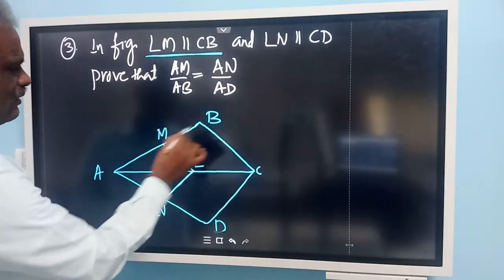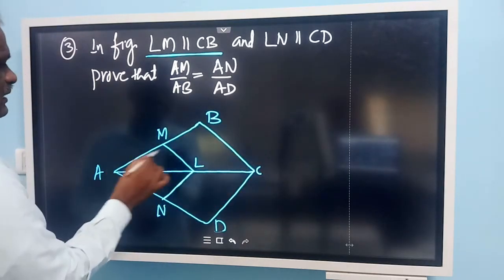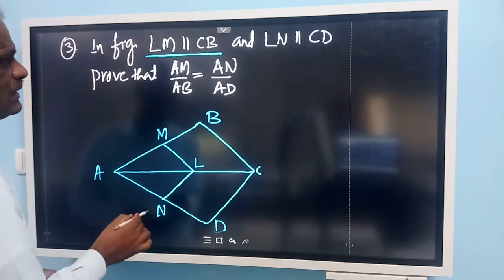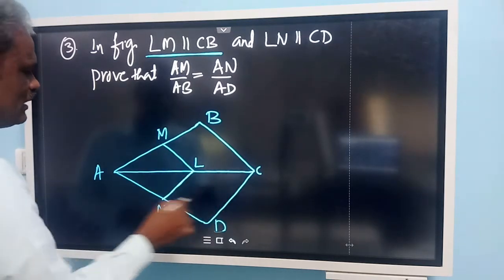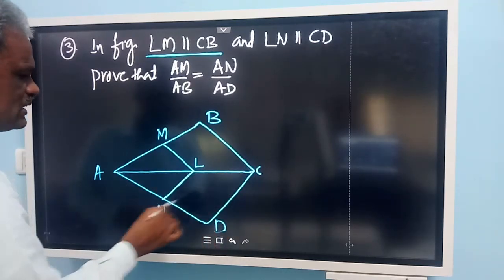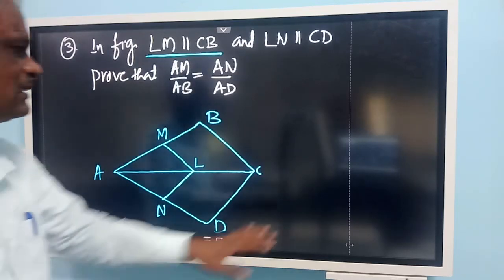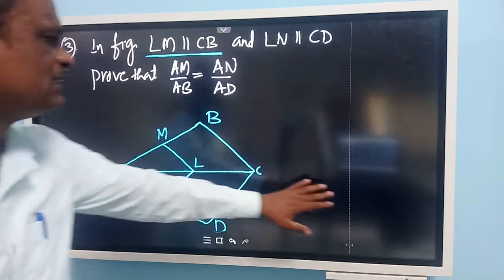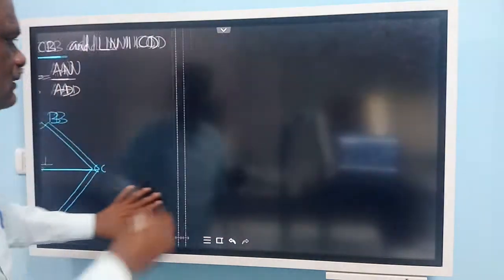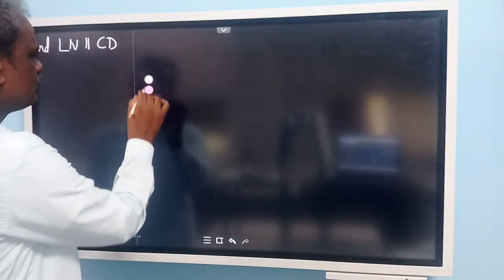We have this triangle. Look at this triangle. ABC is a triangle in which LM is parallel to BC. And again LN is parallel to CD. This is another triangle in which LN is parallel to CD. Just we apply the Thales theorem in both the cases. So let us take the triangle ABC. So to prove this, let us consider triangle ABC.